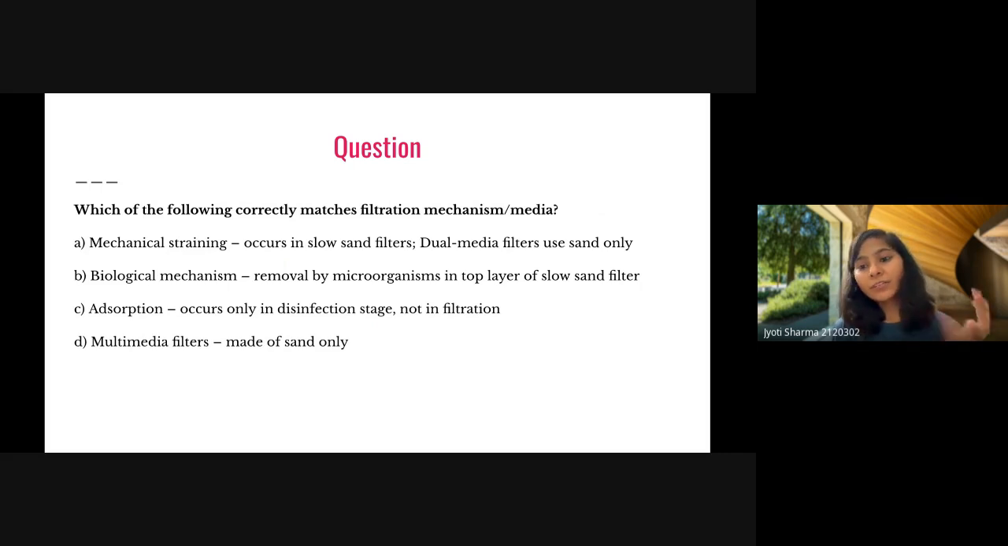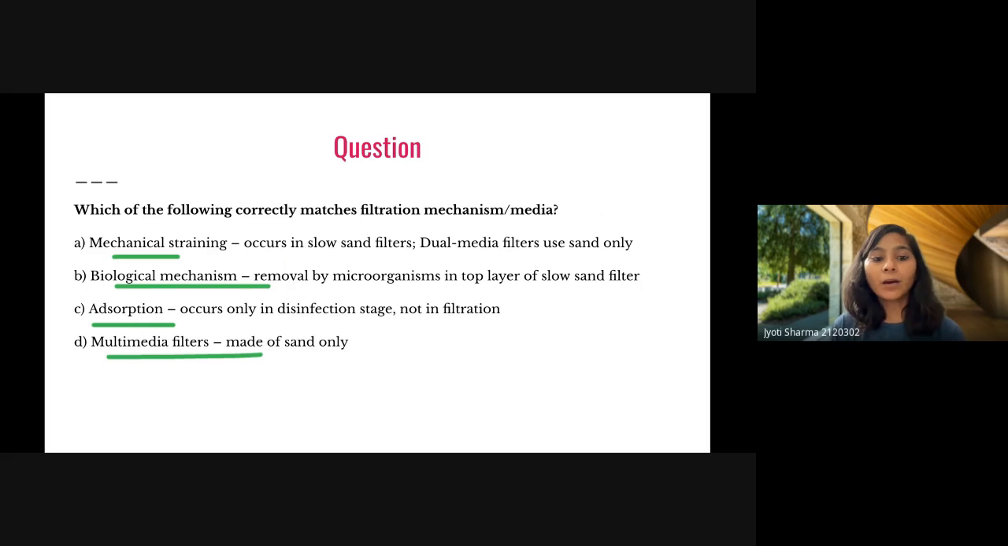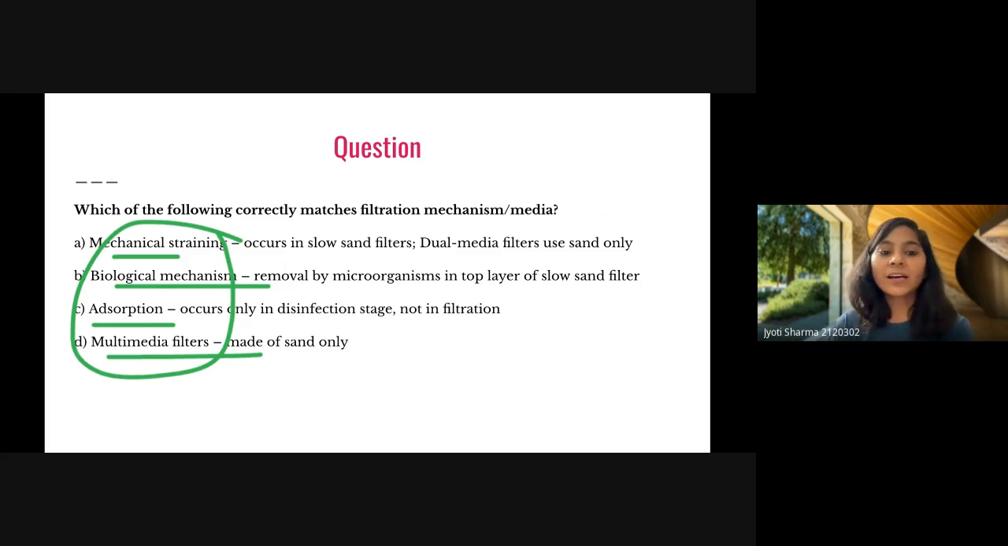So we do have different types of filtration: it can be mechanical in nature, biological in nature, we can have adsorption, we can use multimedia filters, right? But you have to tell me which filtration has the correct description in these four options. Mechanical straining occurs in slow sand filter, dual media filter uses sand only. Removed by microorganism in top layer of slow sand filter. Adsorption occurs only in disinfection stage, not in filtration. Multimedia filter made of sand only.